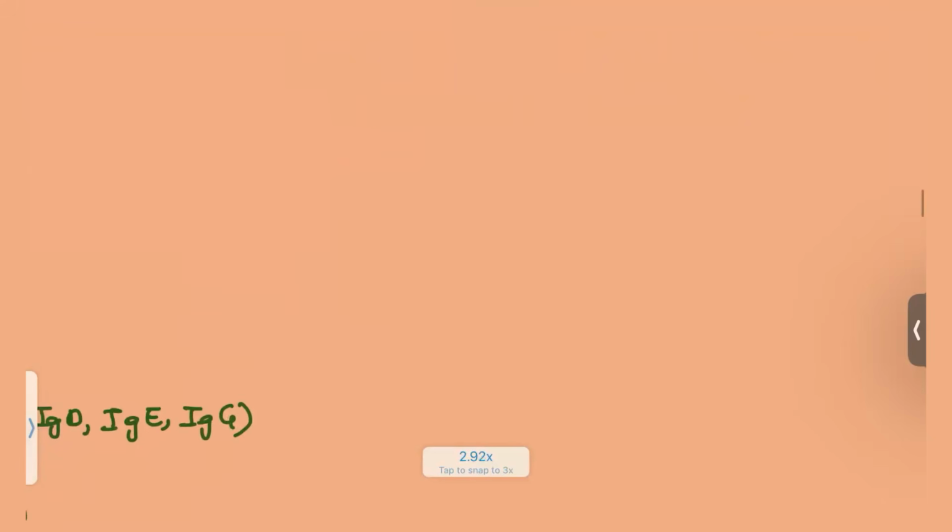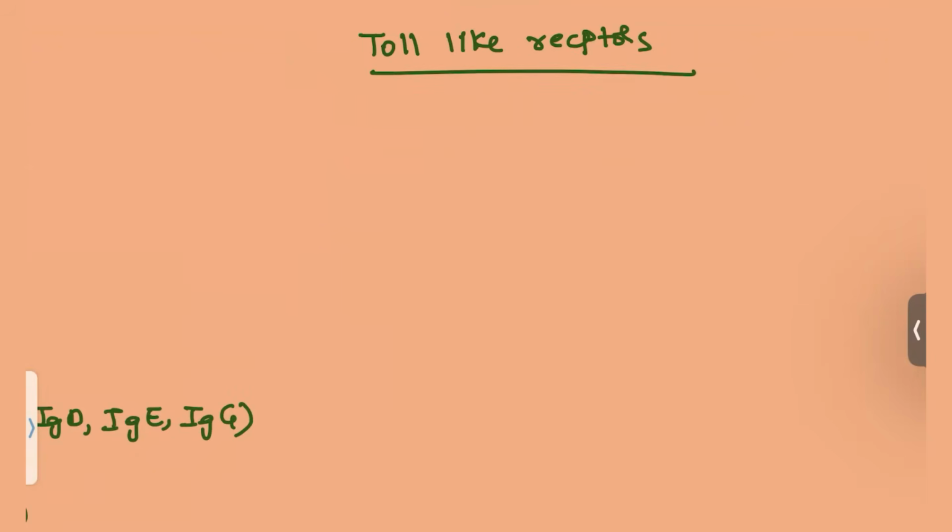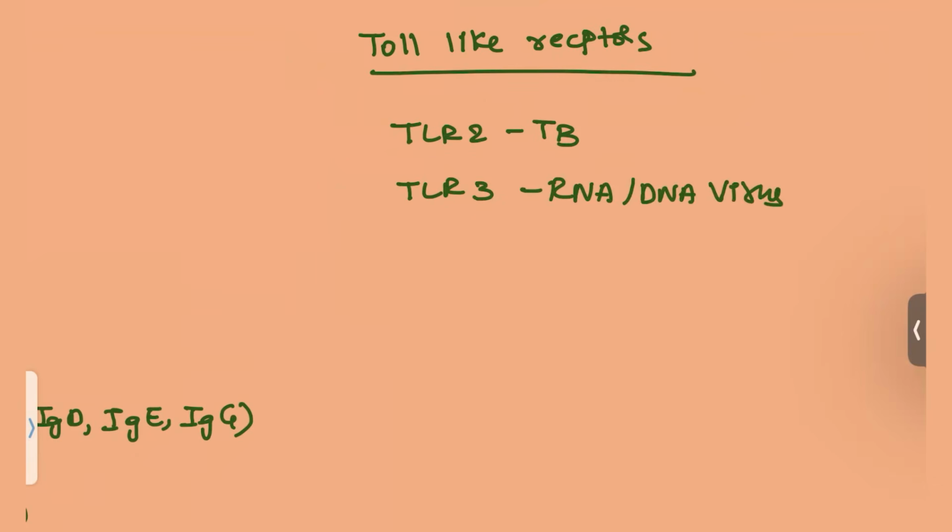And some other important points that you have to remember, like toll-like receptors. In these toll-like receptors, toll-like receptor 2 is for the TB, toll-like receptor 3 is for the RNA virus or the DNA viruses. This is for the gram negative, and toll-like receptor 5 is for the flagella.